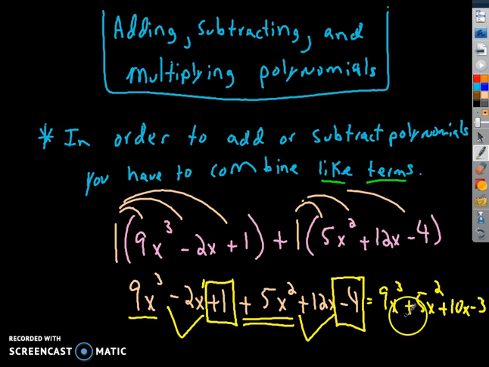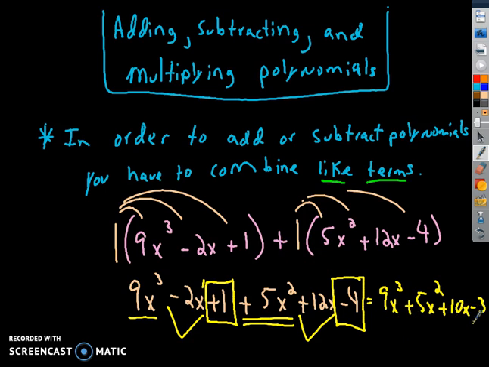And then after I get done, I'll take a look at that to see if I missed anything, see if I still have any like terms left. So I got 9x to the third, 5x squared, x to the first, and negative 3. No term over here has the same degree as anything else, so there's nothing else I can add. So this would be the final answer. This polynomial plus the other one combines to be this new polynomial.